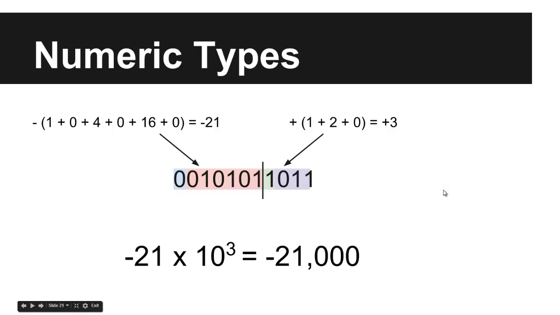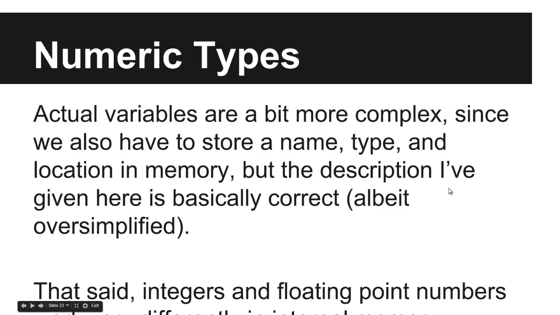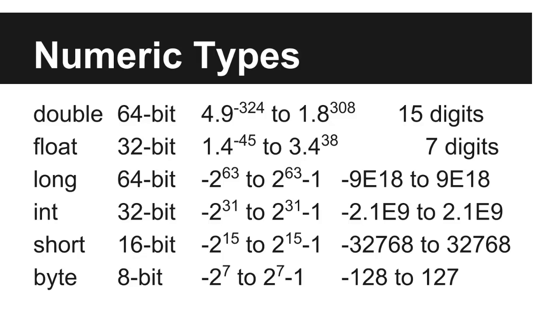And that's if we're using a power of 10, and the actual representation of numbers internally is more complicated than that. Usually it's often powers of 2, as determined by some international standard. And so the actual variables are a lot more complex, since we also have to store a name, a type, and a location in memory. But the description that I've given here is basically correct. That said, when we're talking about integers and floating point numbers, the thing that we have to remember is that they are fundamentally different.